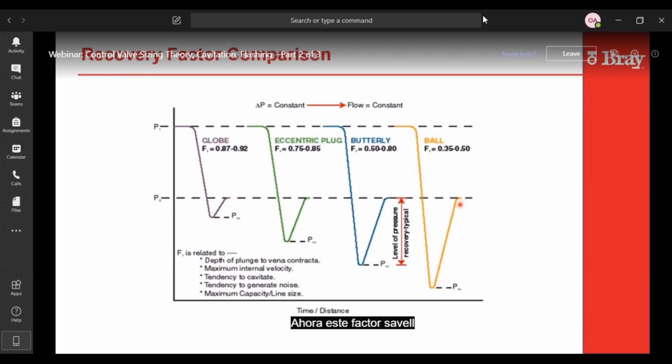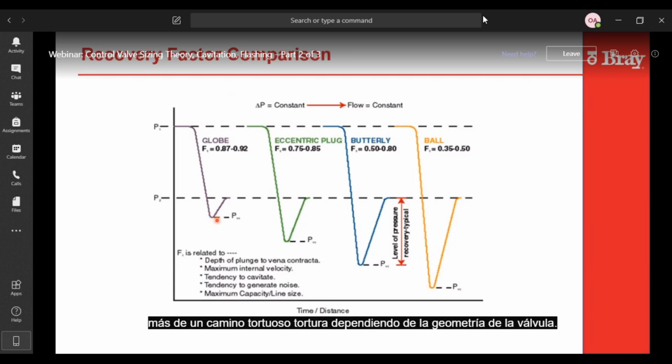Now this F sub L factor does change with the percent open. Most manufacturers will give you a CV table, which we'll talk about later, which is the capacity table, and below that there'll be a line that will have the F sub L factor for each percent open. So the recovery factor depends on the percent open of the valve. Because the wider open the valve is, the faster the velocity can accelerate, and the more the valve is throttled down, the less the velocity, and it gives more of a tortuous path, depending on the valve geometry.